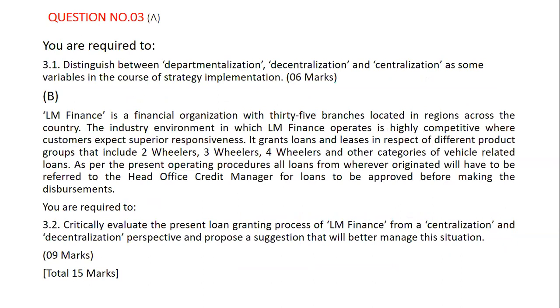Right. Now we will look at part B, question number 3. We'll quickly look at the questions here, then we can move into the answers once we understand the questions. With the slides, you will have the question, but still we can go into the answers straightaway by looking at the questions. Here, question number 3, part A goes as: you are required to, 3.1, distinguish between departmentalization, decentralization and centralization as some variables in the course of strategy implementation.